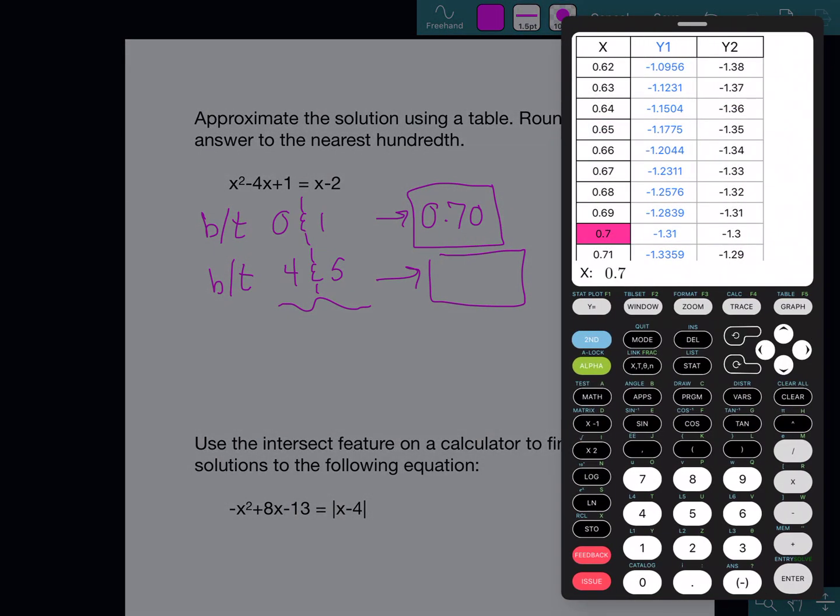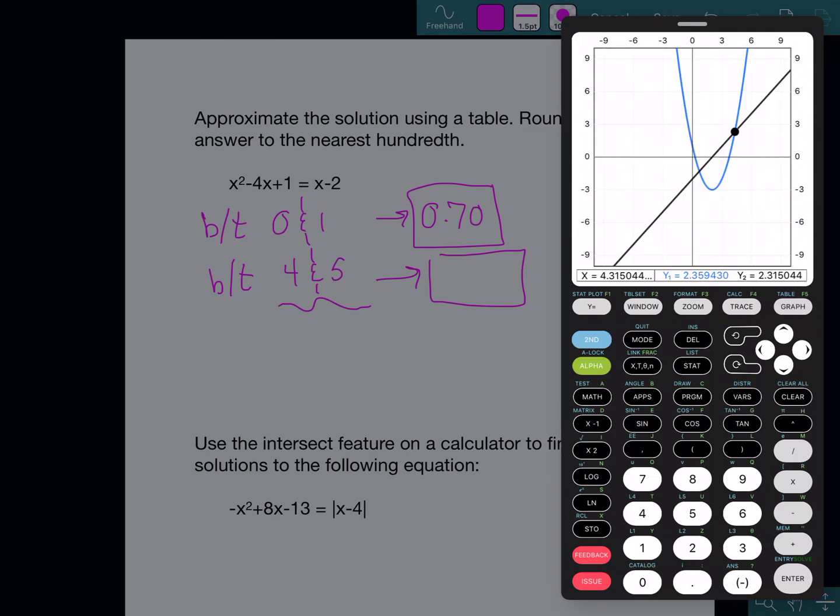Okay. Now again, I could follow that process and find the second one. But as you can see, this is a really tedious process. It's much quicker if you're using a spreadsheet like Excel or Google Sheets. I'm going to show you another feature now, which uses the intersect feature on your calculator. And we're going to use that to find the solution between 4 and 5. Okay? So if I go back here and look at my calculator, we go to the graph.